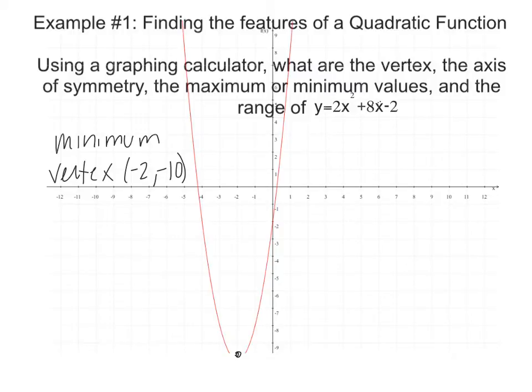Okay, after that we need to find the axis of symmetry. Well, remember the axis of symmetry cuts our vertex, and we look at the x value. So our axis of symmetry is x equals -2. And finally our range, well, we can see our graph, we see that it's opening upward, so y would be greater than or equal to -10. And so now we found everything that we need to know about this graph. Let's try the next one.